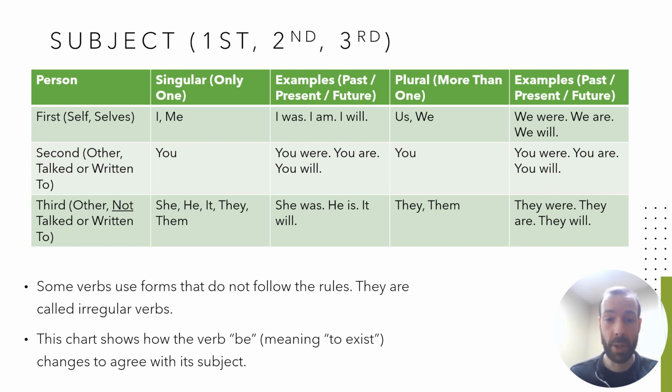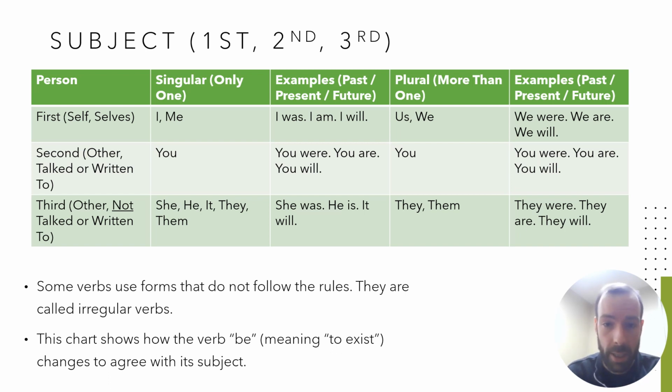Sometimes we're talking about ourselves as a group, so there's more than one, it's plural. And then we use pronouns like us and we. If we're talking in the past, we say we were doing something. If we're talking in the present, we say we are doing something. And if we're talking in the future, we say we will do something.